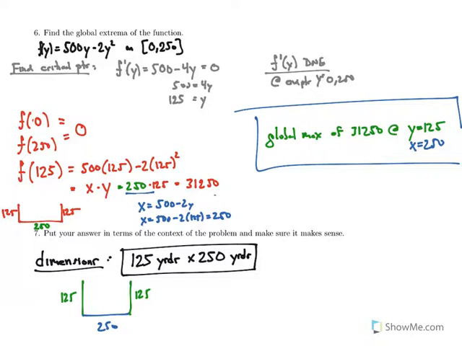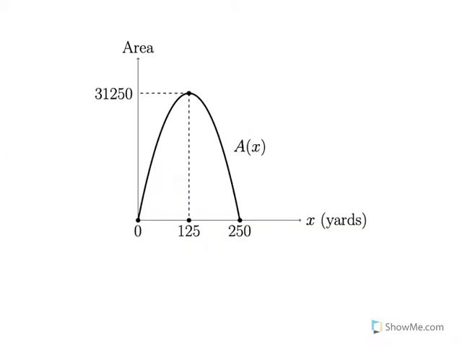And this makes sense in the problem. We have 500 feet, 125 plus 125 plus 250 is 500. This looks like this could be the biggest area that we might have. If we look at the function in terms of the area, this was A of y here. We called it y instead of x. When y was equal to 125, we had the biggest area, 31,250. We had that as a local max or global max. And at 0 and 250, we had an area of 0.